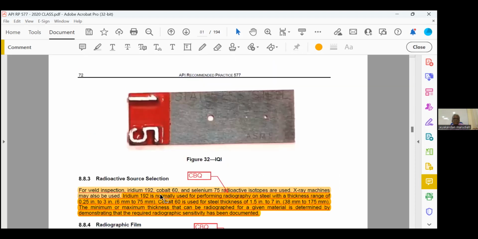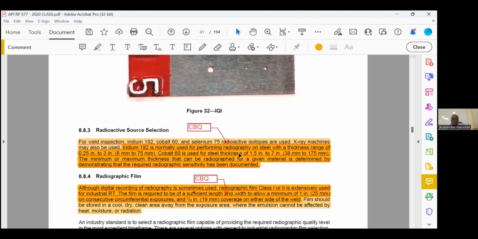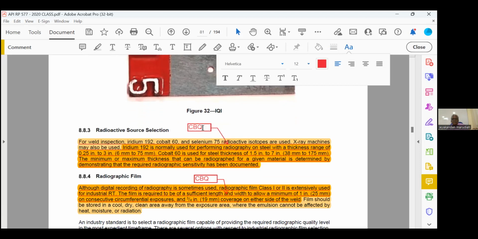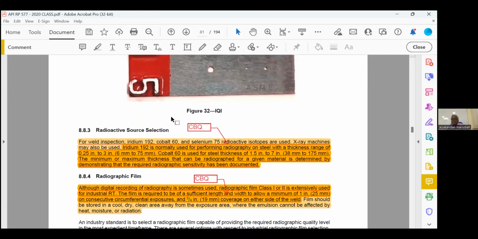Then please go to page number 72. This is important. Highlight this one. Iridium 192 is normally used for performing radiography on steel with a thickness of 0.25 to 3 inch. You have to remember this. 0.25 to 3 inch, Iridium 192. Cobalt 60, 1.5 to 7 inch. That is important. Close book. Iridium 192, what thickness can you radiograph? 0.25 to 3 inch. Cobalt 60, 1.5 to 7 inch.